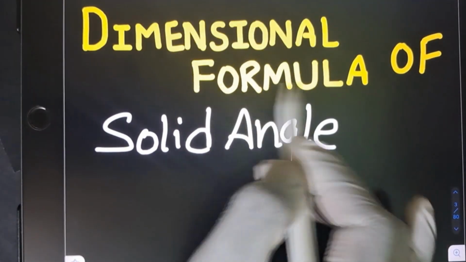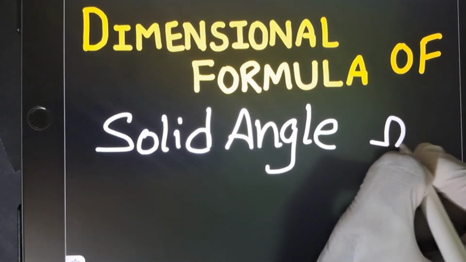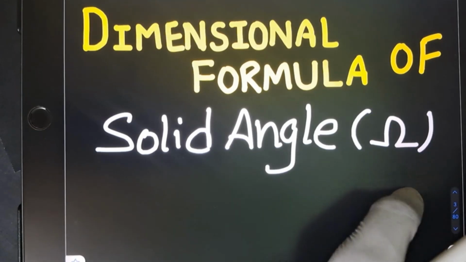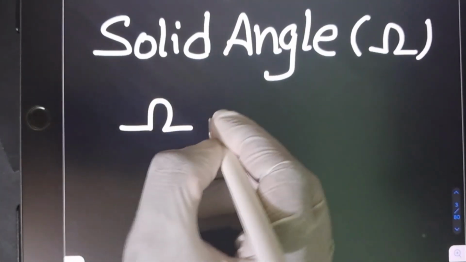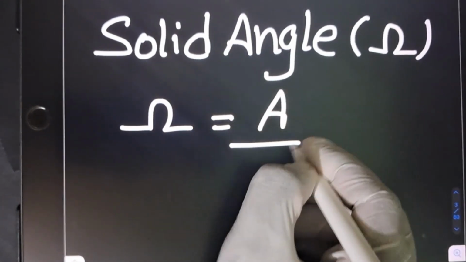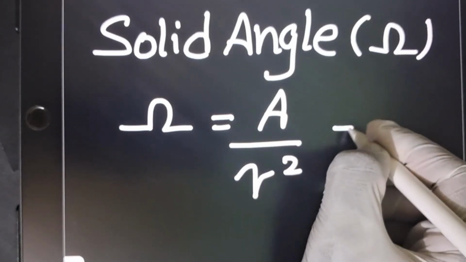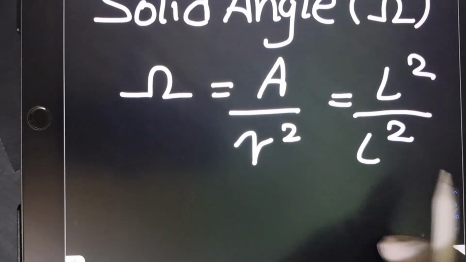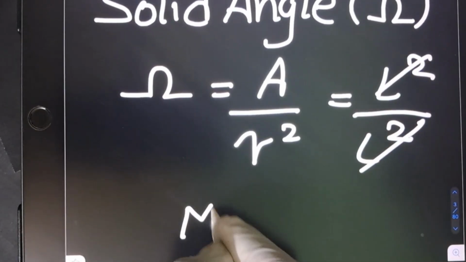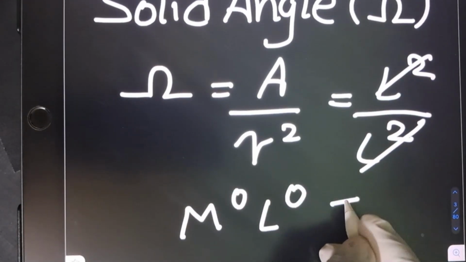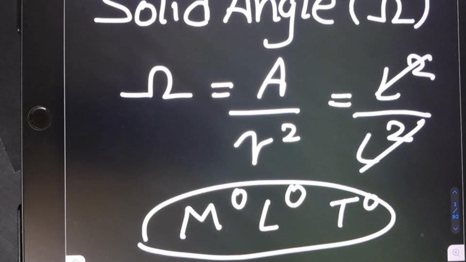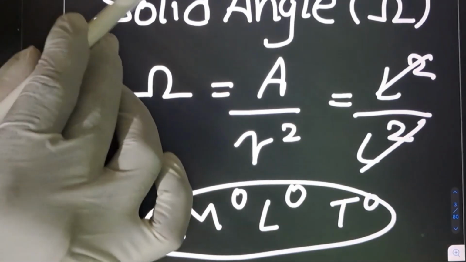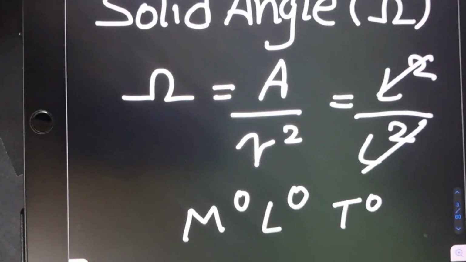To find the dimensional formula of solid angle, it is omega. Omega is equal to A by R square, area by radius whole square. Here area means length into breadth, so L square. Radius is L, here R square, so it is L square. On cancellation of length we get M power 0 L power 0 T power 0. It is dimensionless. Solid angle is dimensionless, no dimensions.